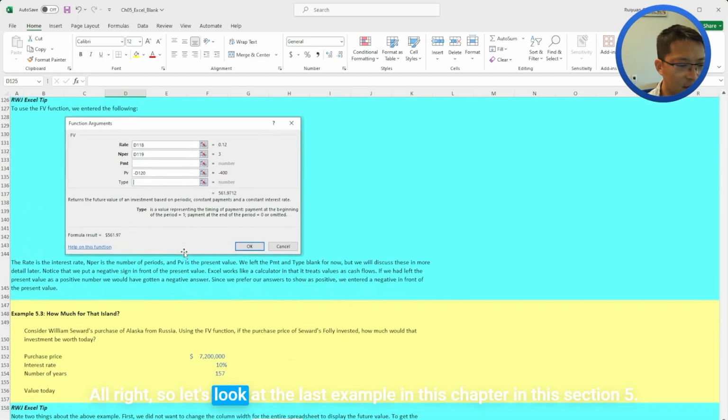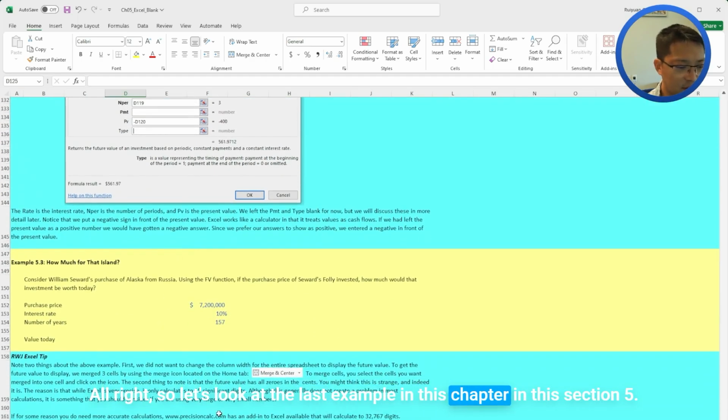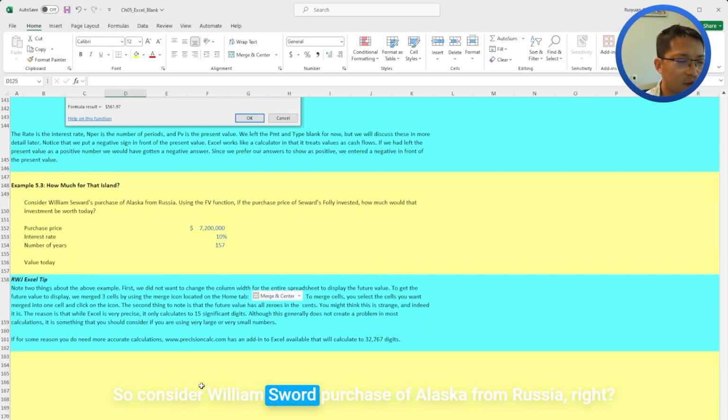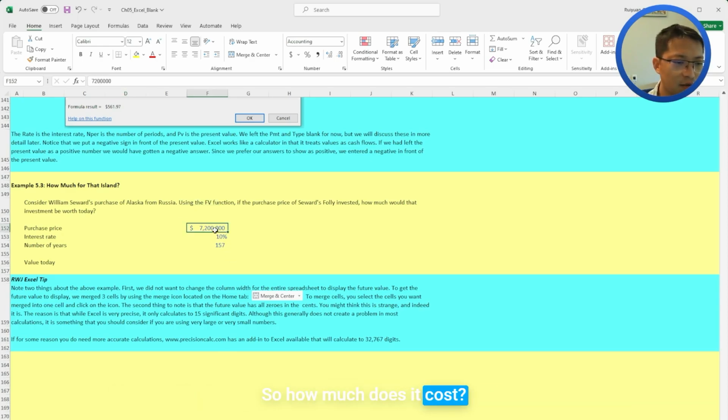All right, so let's look at the last example in this chapter, in this section 5.1, right? Consider William Seward's purchase of Alaska from Russia, right? How much did it cost him? It's $7.2 million, right? And if this price is used to make an investment, how much would this be worth today? Let's say we're making a 10% interest rate every year, and it's 157 years, right?